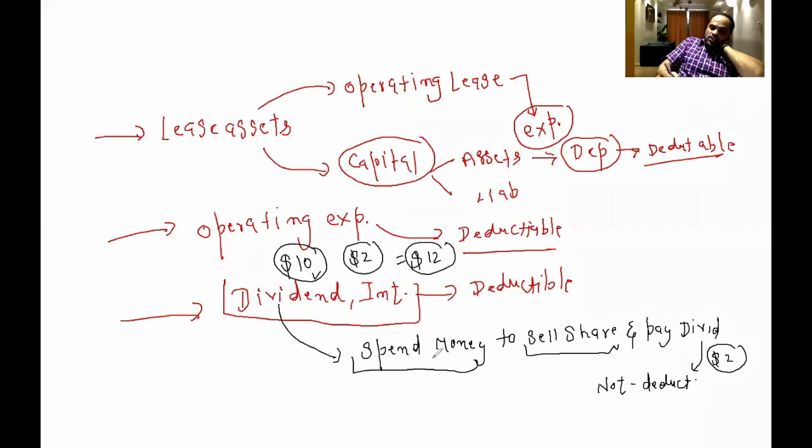Any kinds of additional money that you spend to give dividend, which is 10, or to sell shares, that money will not be treated as a deductible expense, right? So that's the idea behind dividend. So dividend only $10, the actual dividend that we are paying, not the additional charges or anything else associated with the dividend, but only the exact dividend. So that's all about your deductible expense.